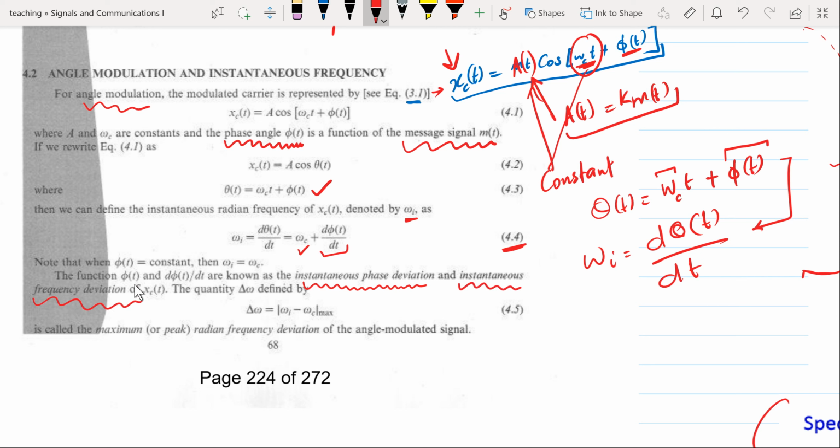And we have another definition of delta omega, in which case the maximum change in omega is given by the instantaneous frequency minus the angular frequency of the carrier. The maximum value gives us what is now referred to as the maximum or peak radian frequency deviation of a modulated signal.